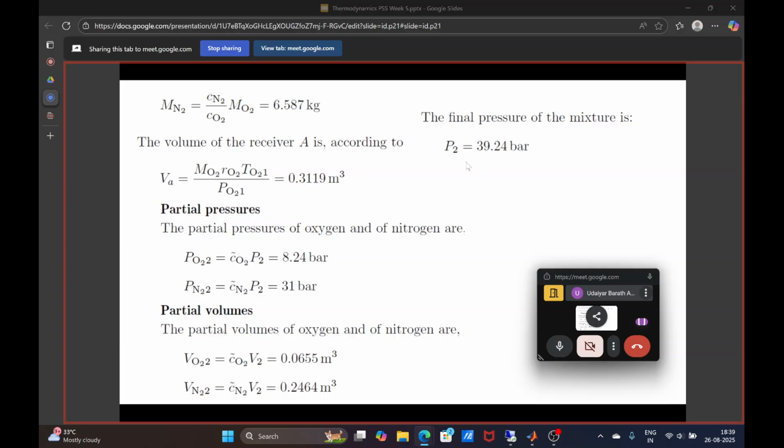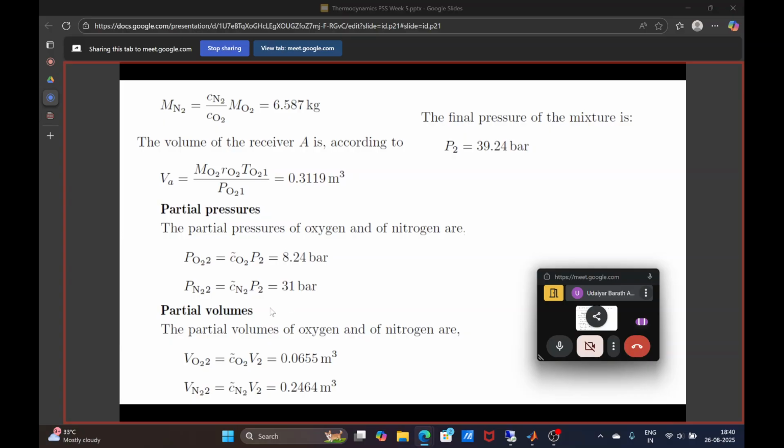Next we need to find the partial pressures. Partial pressure is found using Dalton's law of partial pressures: your mole fraction into the total pressure will give you the partial pressure. So P of oxygen is your mole fraction of oxygen multiplied by the total pressure. Since it is asked at state 2, we'll use P2. Mole fraction is 0.21 for oxygen multiplied by 39.24, which gives you 8.24 bar. Similarly for nitrogen, the mole fraction times the total pressure: 0.79 into 39.24 gives you 31 bar.